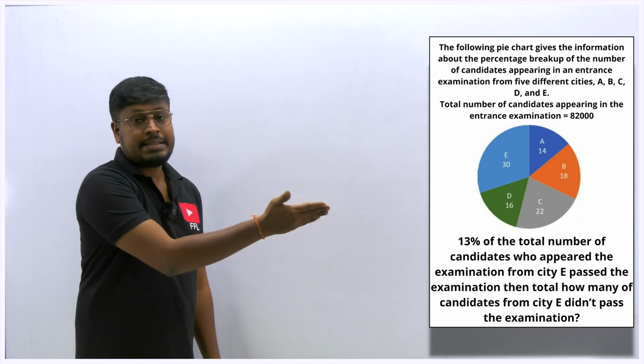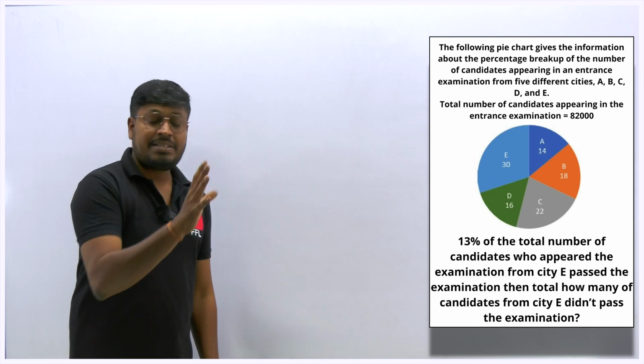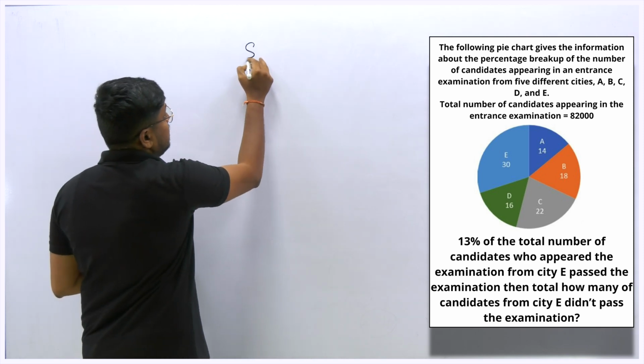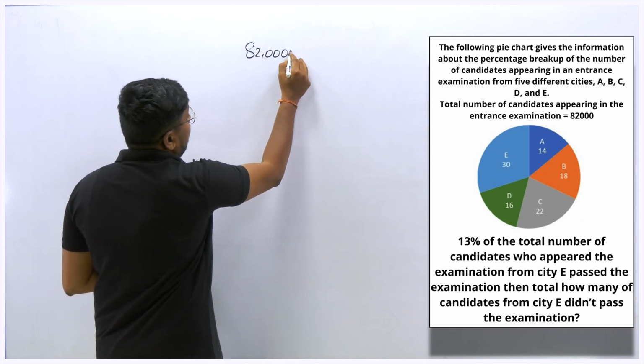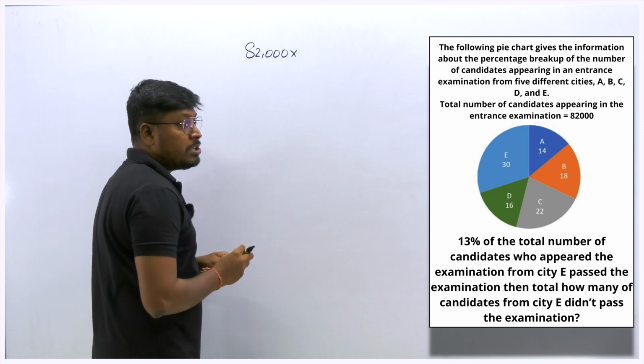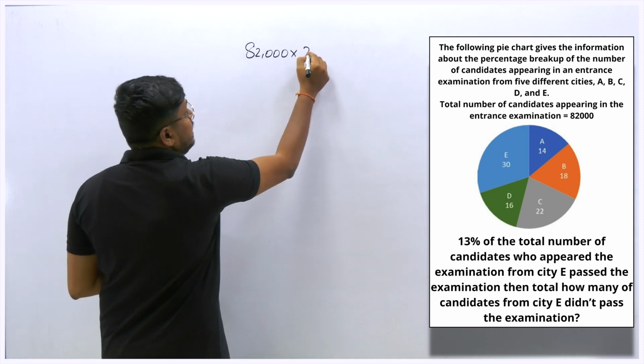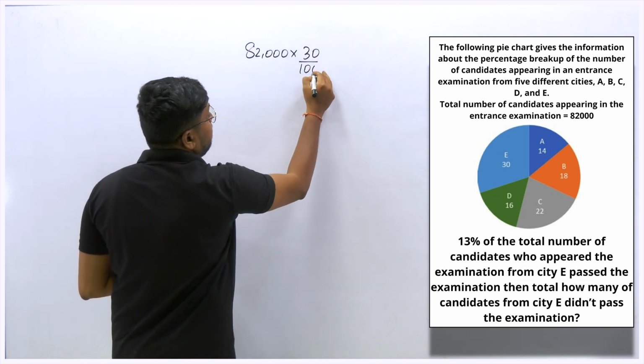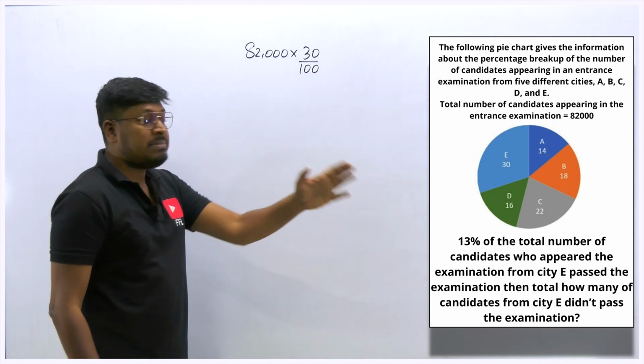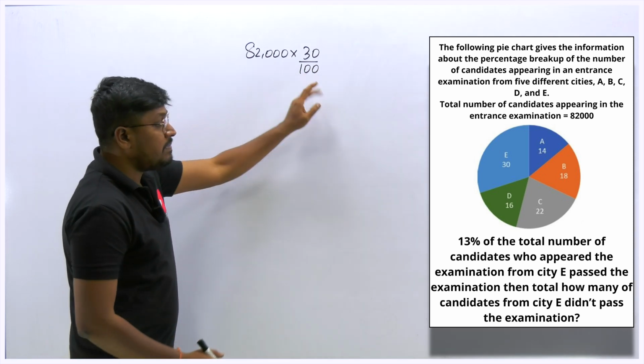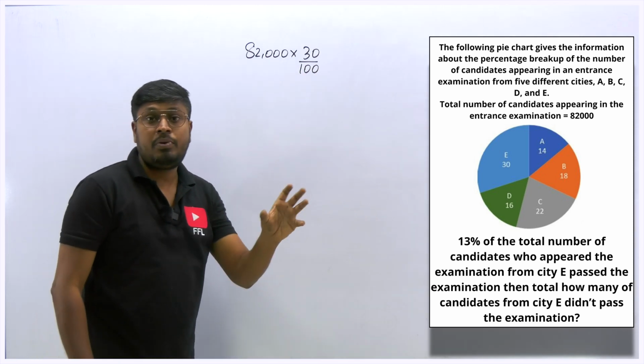So who passed the examination is 13%. First, we can say that out of 82,000, from city E, how many people are there? City E is how much percentage? 30%. So 30% of the people appearing for the examination are from city E, and out of this, 13% passed.